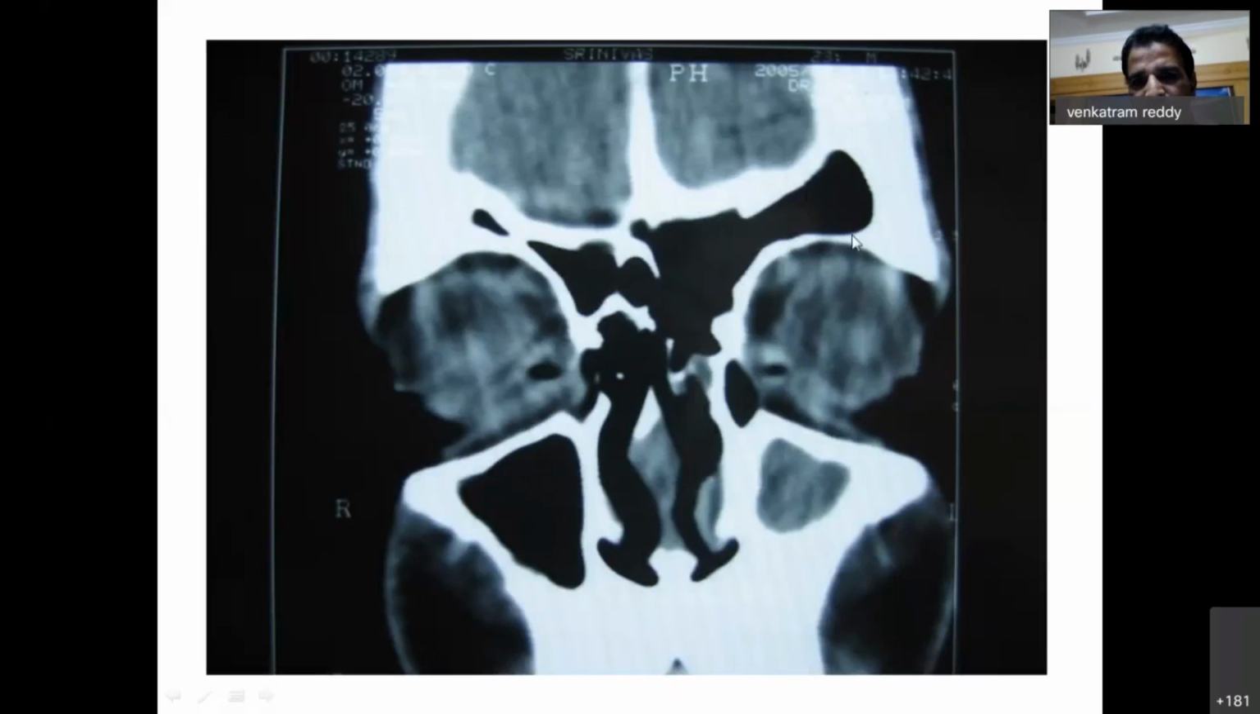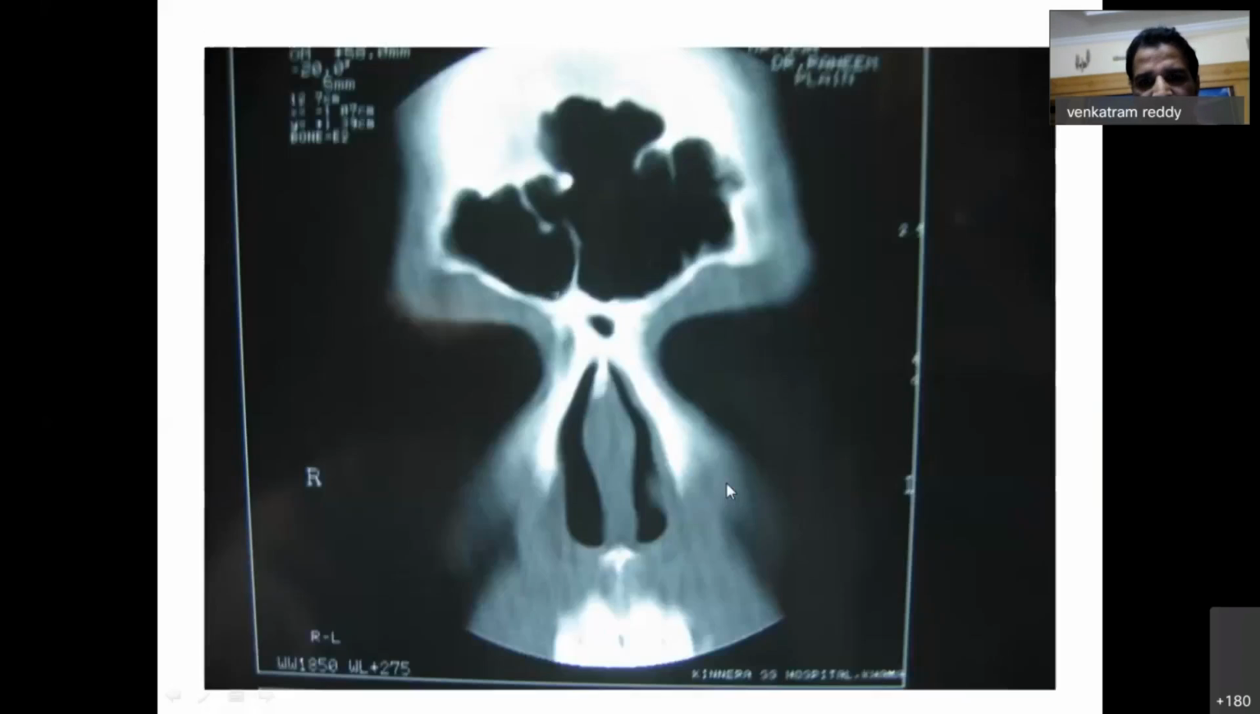If there is a tumor pathology like this, then you have to decide whether you can go endoscopically with the angled telescopes and instrumentation, or you need to open up by an external approach. So this is how you have to decide beforehand, depending upon the pneumatization of the frontal sinus.